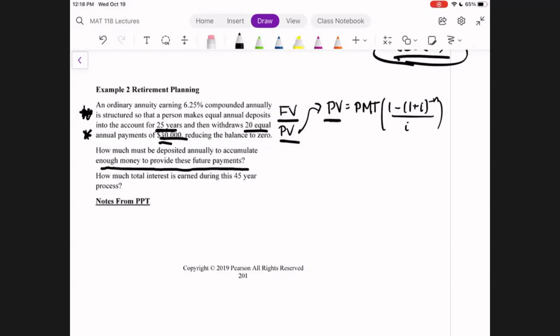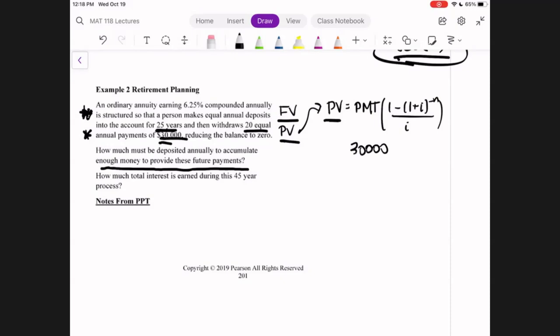How much do I need to save up after working for 25 years to take out all that money for 20 years? So I need to get the present value. Let's say I retire today and I've been working for 25 years, what should be in the account right now? Okay. So the payment, I'm going to get $30,000.